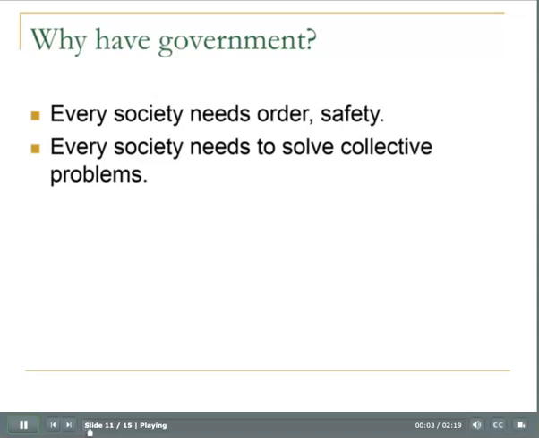In addition to securing society, every society also needs to solve collective problems. The example that we've given with the tragedy of the commons is that there is a collective issue of trying to protect the commons area, protect the sustainability of that commons area. But other communities, other societies have their own versions of these collective action dilemmas. For example, what is the appropriate amount of pollution that an industry ought to be able to emit?